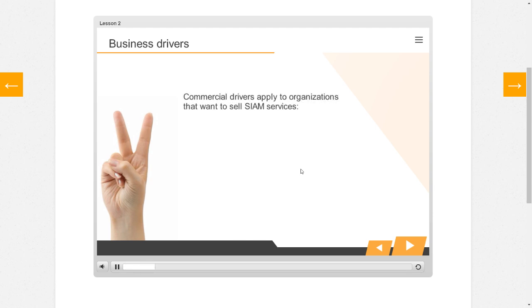The commercial drivers apply specifically to organizations who want to offer commercial services related to SIAM, including consultancies, large service providers, and outsourcing specialists. You can see the 2 drivers on screen here. We'll review both in more detail as they relate to different parties in the SIAM ecosystem.